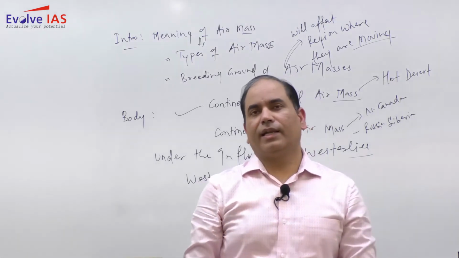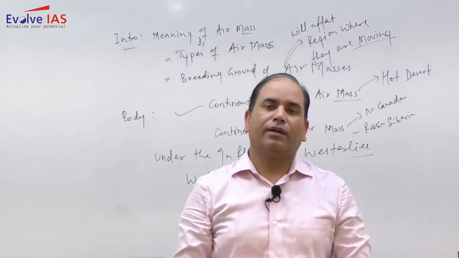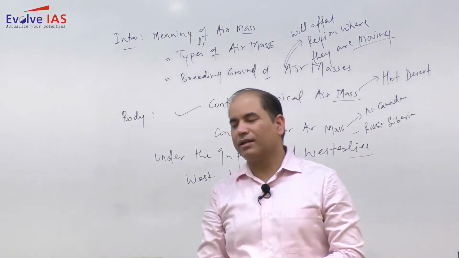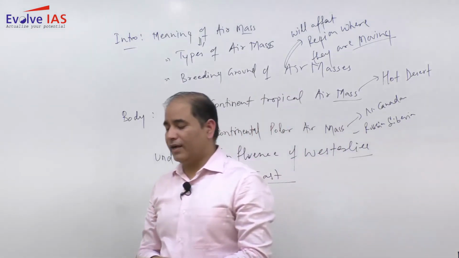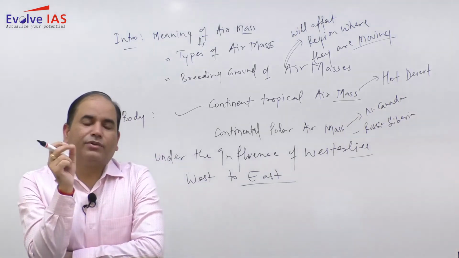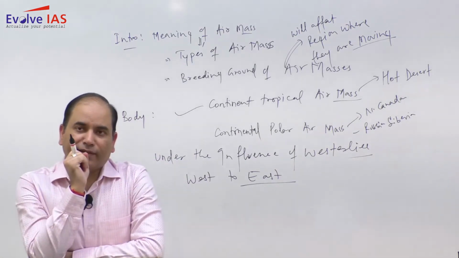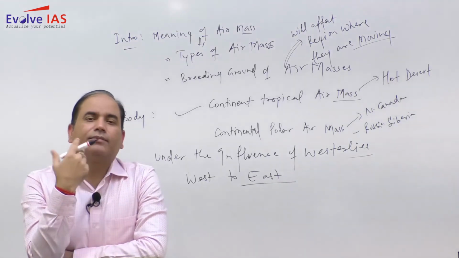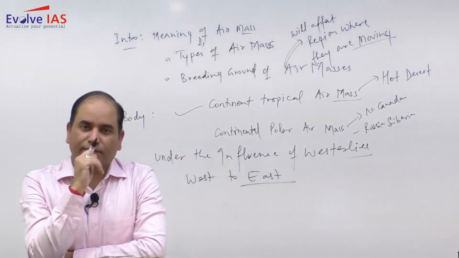In case of higher latitudes, if you look at the temperature, the temperatures are considerably low, and in fact in the zone of polar easterlies, you will find the wind is so cold that it is not capable of holding moisture.